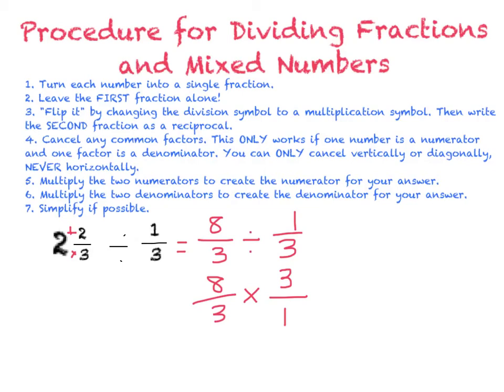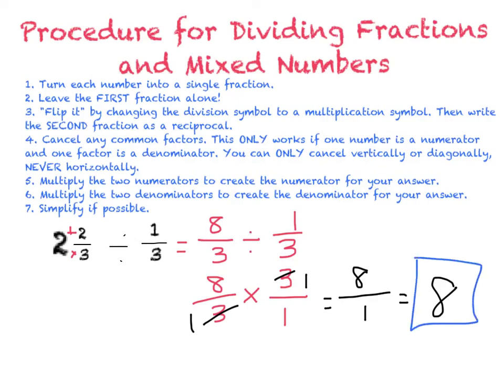And then I'm going to notice that I can do some canceling. 3 goes into 3 one time, 3 goes into the other 3 one time as well. Nothing else I can simplify, so I'm going to do 8 times 1 is 8, over 1 times 1 is 1, and that's simply going to equal 8. So my answer to 2 2/3 divided by 1/3 is going to be 8.